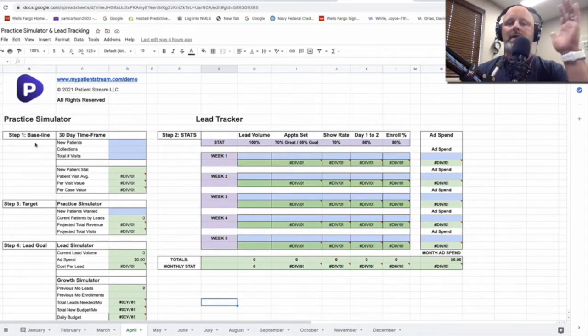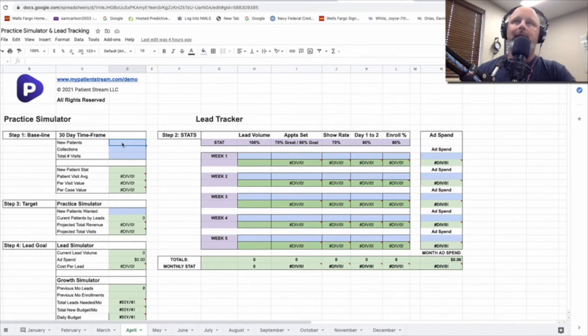Okay, we're establishing a baseline. Okay, it's pretty straightforward so long as you know your numbers. So we're just going to go with a typical standard clinic here, a chiropractic clinic, and we'll say, generally speaking, we're doing about 30 new patients a month. Okay, so you'd put your 30 new patients a month there.